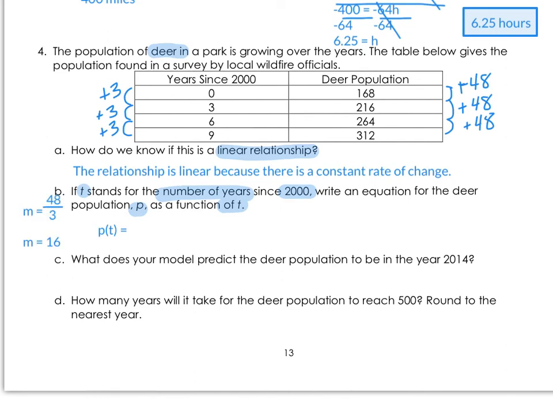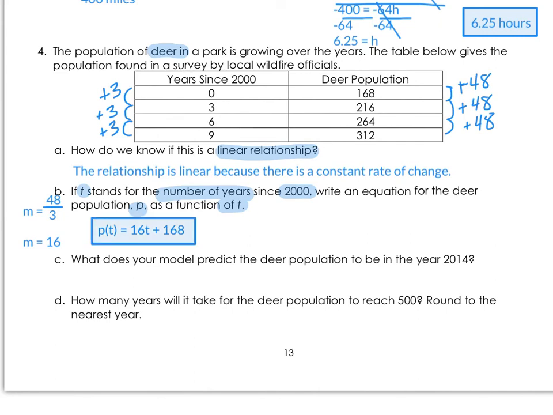And I just wrote that off to the side in case you needed it. The 48 divided by 3 became 16, so 16 is my slope, so it goes with the variable. In this case, it's t. And then 0, since we had the starting population, it said at 0 years it was 168, so that would be my y-intercept. So this is my equation for this problem.